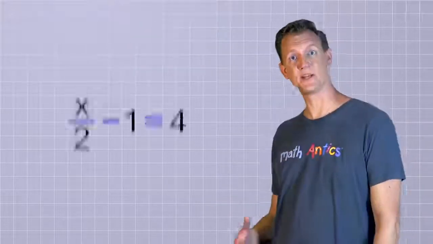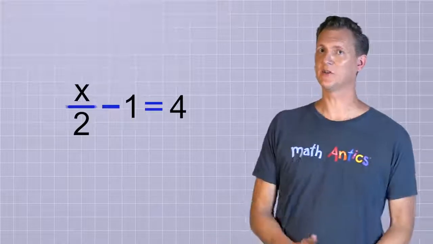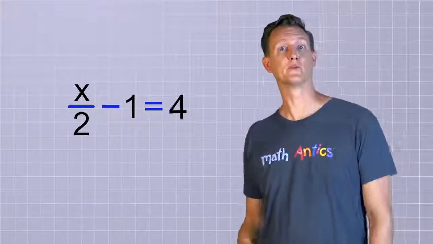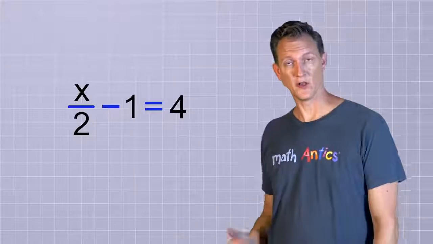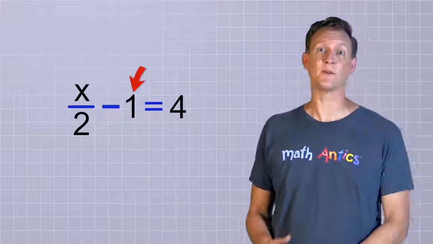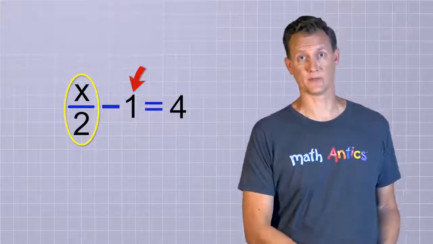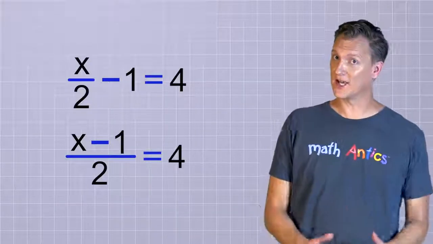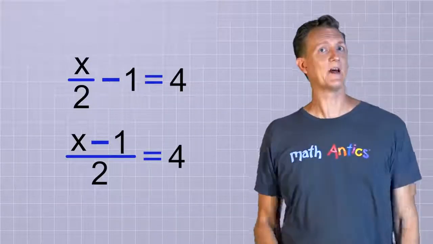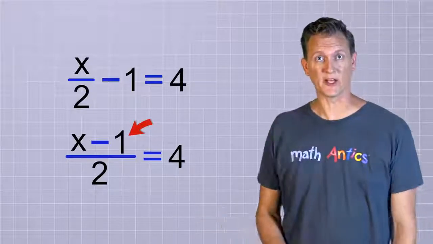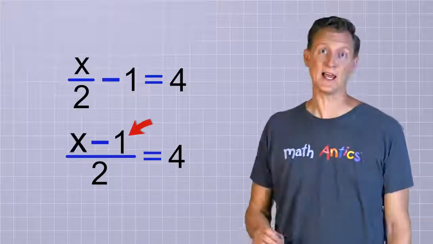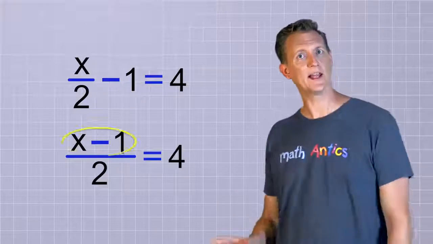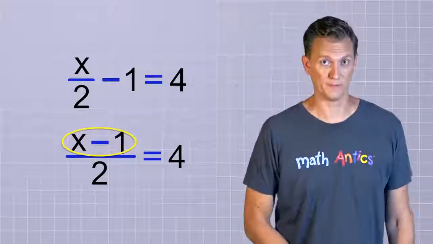Let's try one more important example. Do you remember the second equation we solved? x over 2 minus 1 equals 4. In this equation, the 1 is being subtracted from the entire x over 2 term. But take a look at this slightly different equation. This looks a lot like the original equation, but now that the 1 is up on top of the fraction line, it's only being subtracted from the x and not the 2. The x minus 1 on top forms a group.